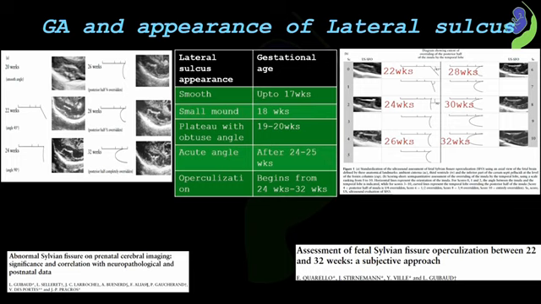At 28 weeks, the posterior lip of the sulcus reaches halfway into the posterior half of the lateral sulcus. By 30 weeks, it extends to cover approximately 3/4 of the posterior half. And finally, at 32 weeks, the posterior lip completely overrides the posterior half.